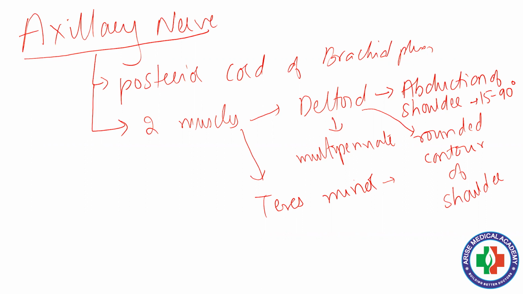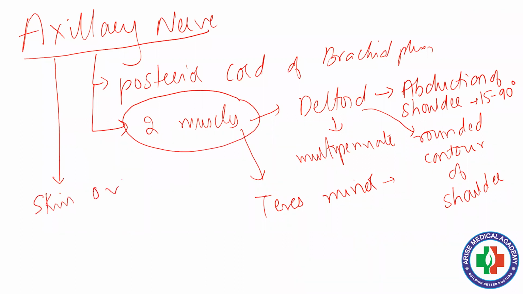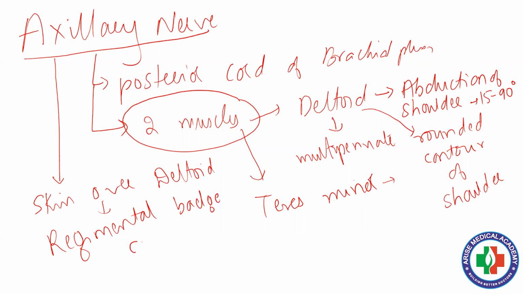And another thing with the axillary nerve: it not just supplies the muscles, it also supplies the skin over the deltoid. This region of skin over the deltoid is called the regimental badge area. So damage to the axillary nerve can lead to loss of sensation over the deltoid, and this is called the regimental badge sign. When you are giving intramuscular injections, you may damage that axillary nerve.